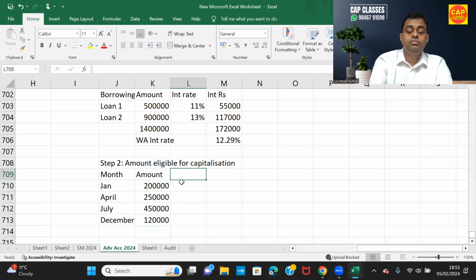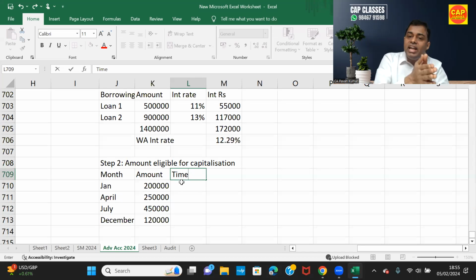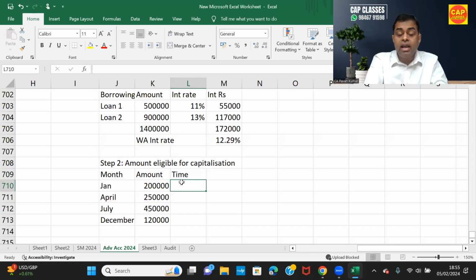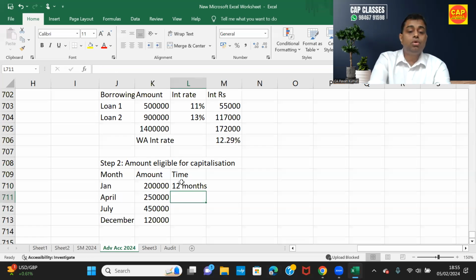Numbers? Time. From the date it is incurred till the balance sheet date you need to count. If I have incurred that amount in Jan, that means I utilized it for all the 12 months. 12 by 12. April means 9 months, so 9 by 12. Yes, sir. July means 6 months. December means 1 month.